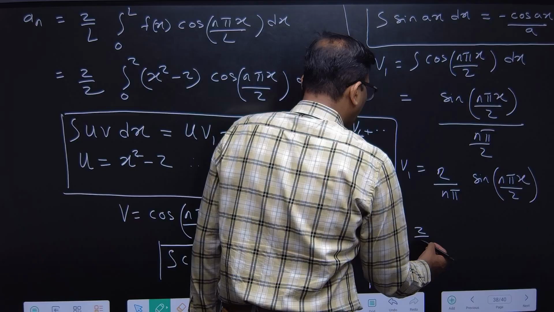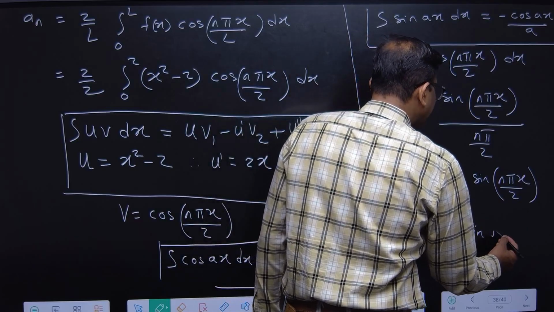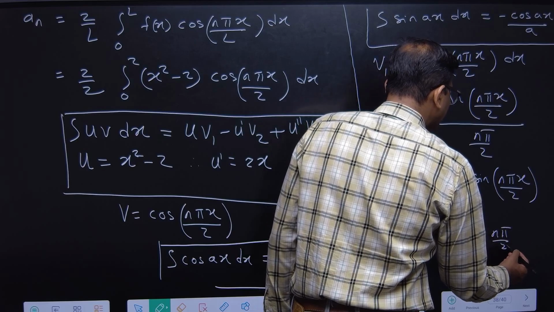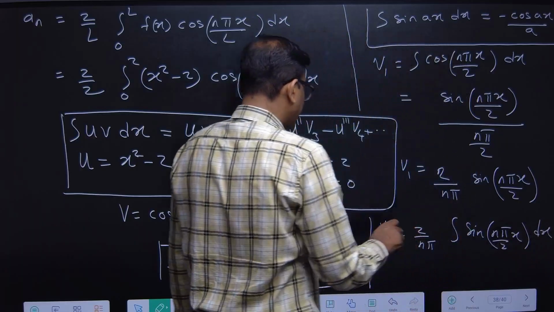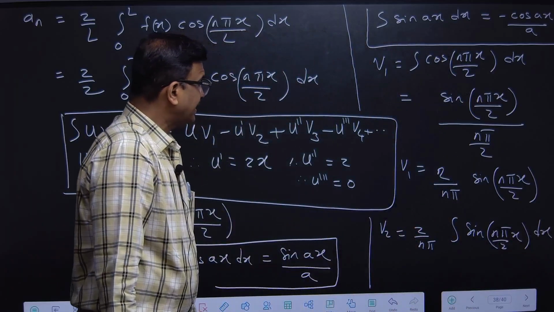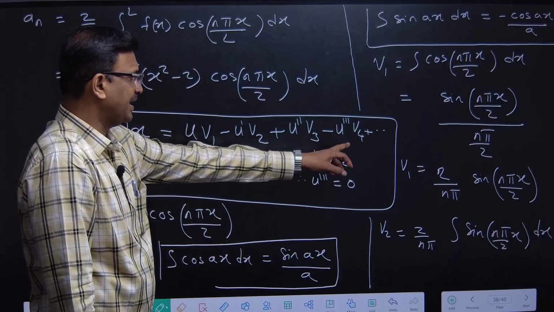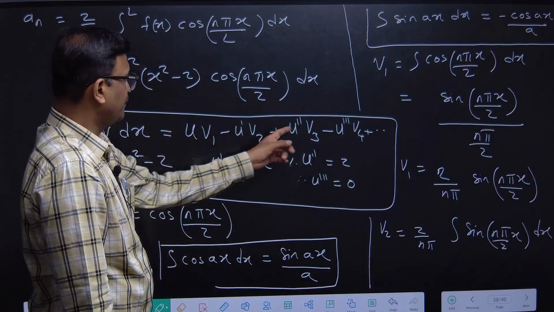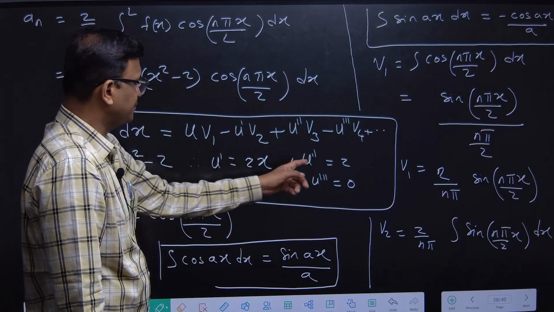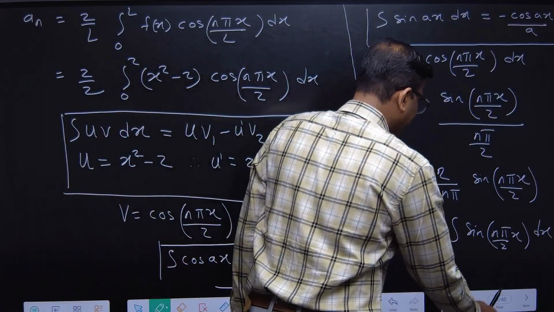V2 is the integration of v1. This 2 upon n pi we will take outside, and it will be integration of sin n pi x upon 2 dx. Remember, in this case, we'll still need V3 because we have u double dash. U triple dash is 0, so we don't need V4. We need V1, V2, V3 because we have u dash, u double dash. U triple dash is becoming 0. So now we are finding V2.